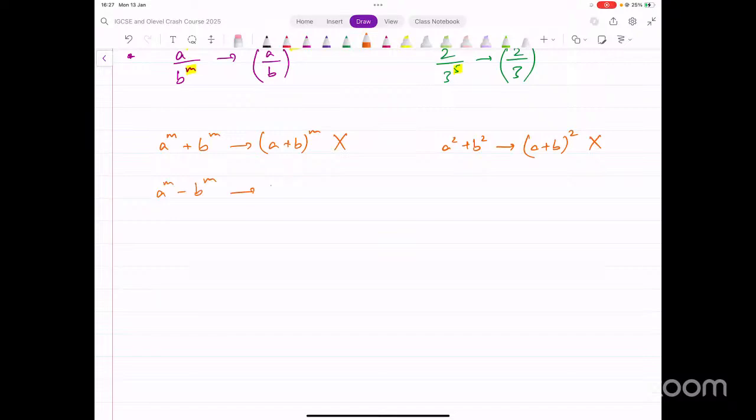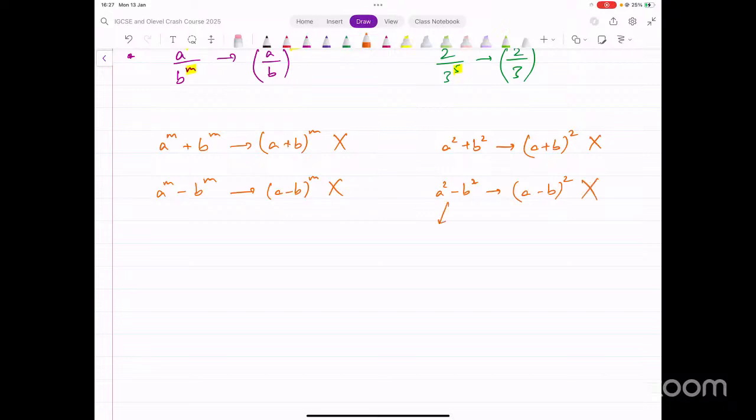if you have a raised to power m minus b raised to power m, that's not the same thing as a minus b whole raised to power m. You cannot take power common here. You can only do that when you have multiplication or division happening. This also does not work. Similarly, if you had a square minus b square, that cannot be written as a minus b whole squared. These are two different things.